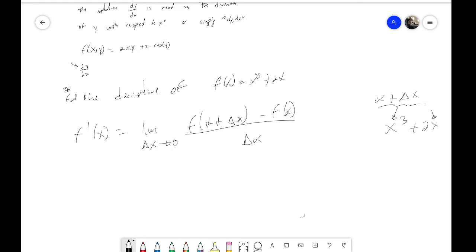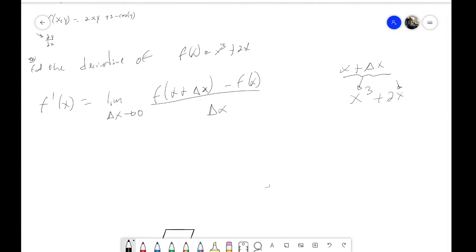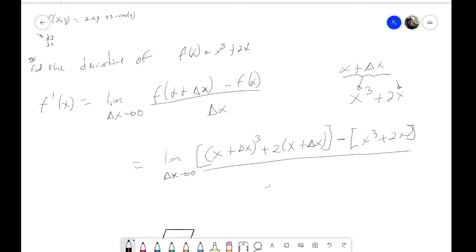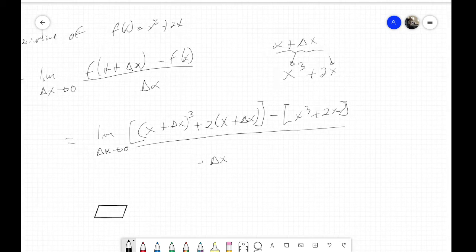Alright, so let's see what we get. I like to do this work always on the side. So we have the limit as delta x goes to 0 of, what do we have here? We'll have x plus delta x cubed plus 2 times x plus delta x, minus f of x. Well, f of x is just x cubed plus 2x, all divided by delta x.